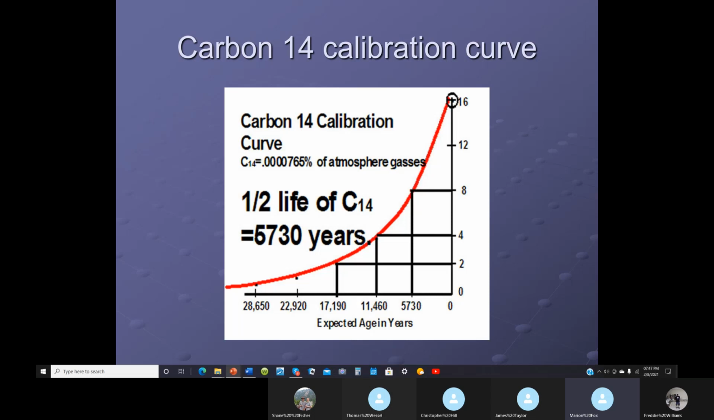Now, they claim this half-life is 5,730 years, but they've decided that's wrong and they have to have a correction for it. But they've done all this work before and they're not going to go back and undo it. But there's an error in that. They got an error in that as well.